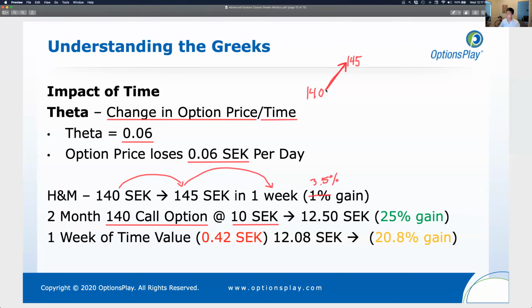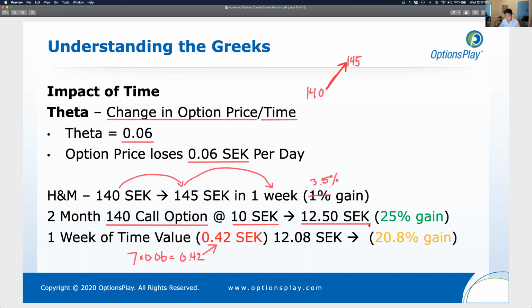So let's say this move from 140 to 145 takes 1 week to happen. That's 7 days. What this allows me to say is that for the 7 days that I hold on to it, I lose roughly 0.06 crowns per day. So my total loss on this particular trade is 0.42 crowns in terms of time value. So that's where I subtract 0.42 from the 12.5 crowns that my new option is worth, because the stock is now 5 crowns higher.